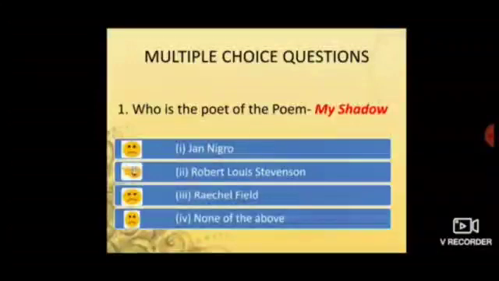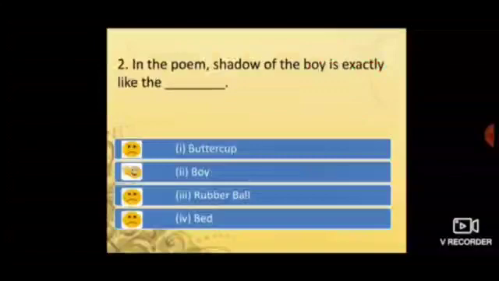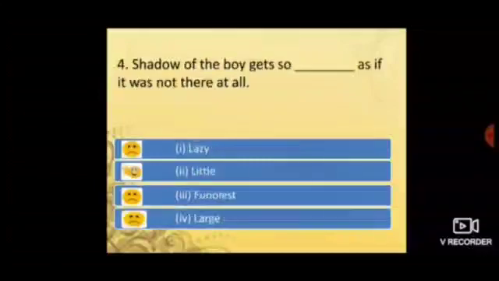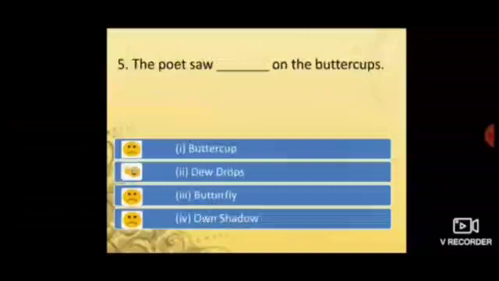Now, some multiple choice questions. Who is the poet of the poem My Shadow? The correct answer is Robert Louis Stevenson. Second, in the poem, the shadow of the boy is exactly like the dash. The answer will be boy. 3. Shadow is the longest in the dash. The answer is morning. The shadow of the boy gets so dash as if it was not there at all. The answer is little. The poet saw dash on the buttercups. The answer is dewdrops.